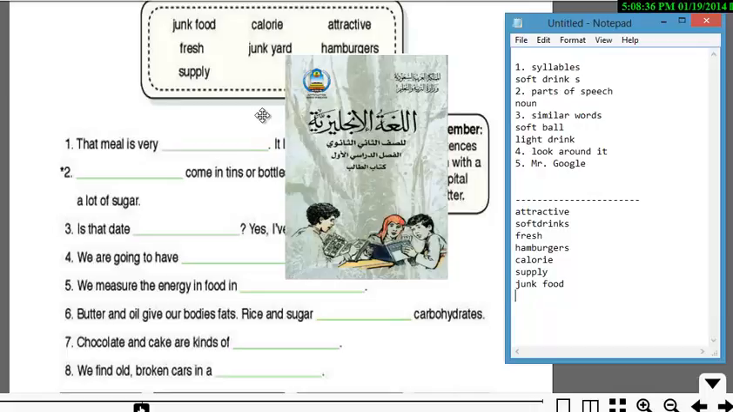We find old broken cars in, oh okay, the only one left, it's a junkyard, and you can't find a car in junk food. It's just the junkyard.